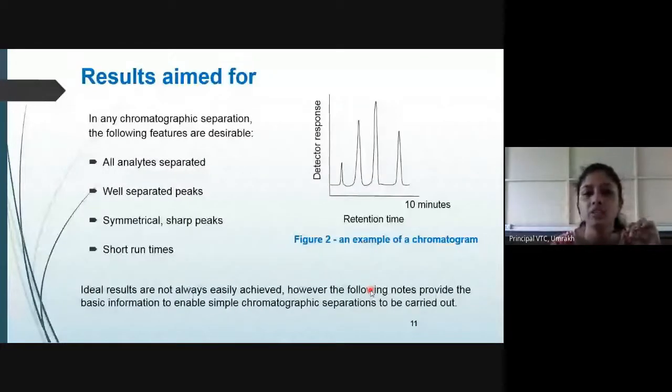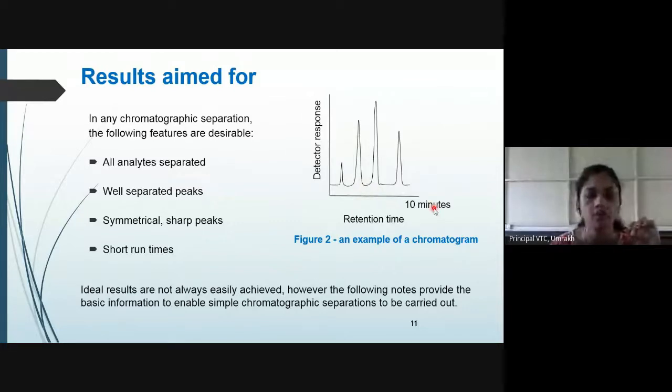Here in the figure you can see the chromatogram, which is the graph of detector signal versus retention time. We will have responses of different components as they elute. The first eluting component has a lower retention time, and then as the others elute further, their retention times increase.